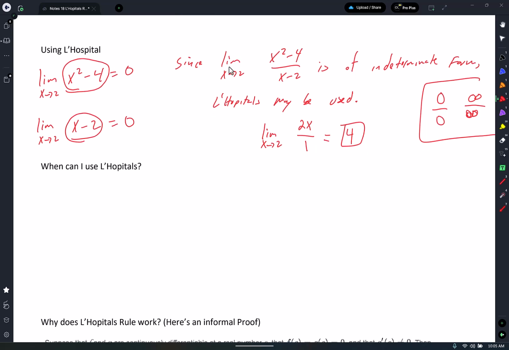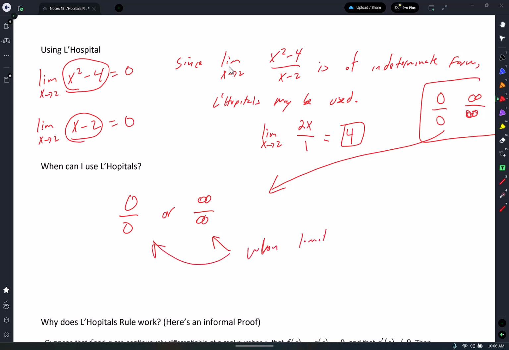Why does it work? When can I use L'Hopital's rule? Oh, put that in here. We can use L'Hopital's rule when we have a limit that's going to give us 0 over 0 or infinity over infinity. Indeterminate forms. When limits form indeterminate forms, L'Hopital's may be used. Make sure that the function is continuous. Of course, these functions are continuous in this entire domain, so you're fine.